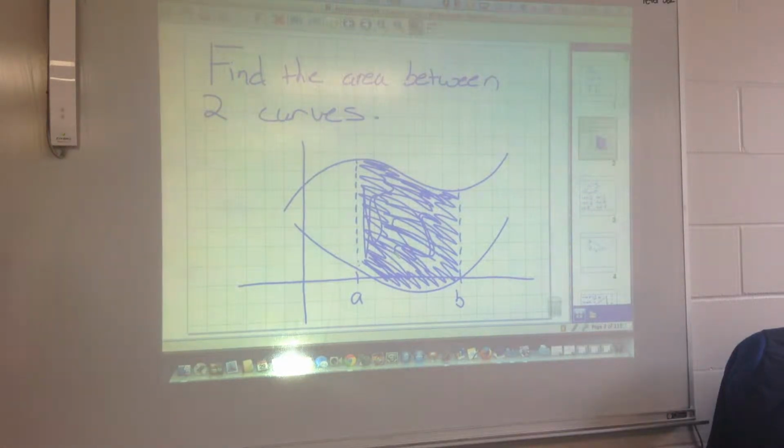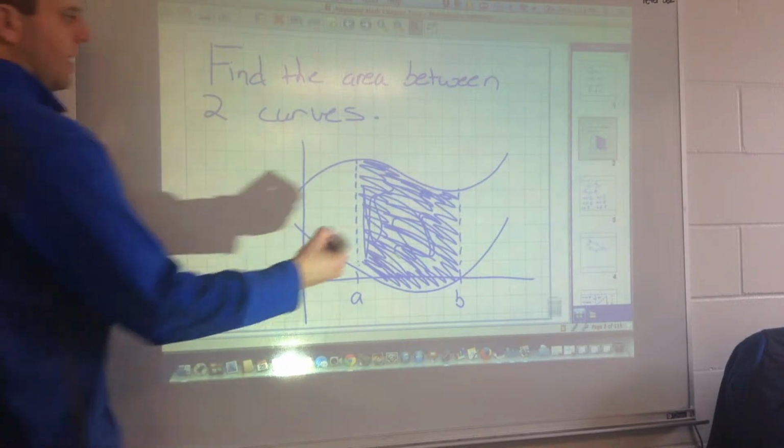Okay, today is a new concept, but not really new, because you've been doing this in a sense already, just a little bit in a simpler version. You're going to find the area between two curves. In the past, you've been finding the area between a curve and the x-axis. Now we're going to find the area between two curves.